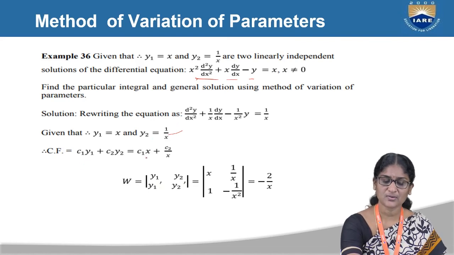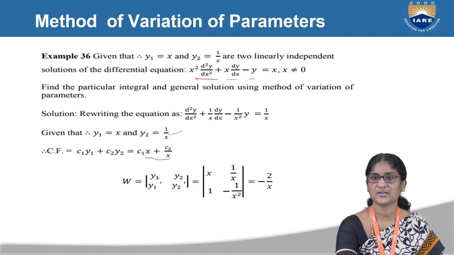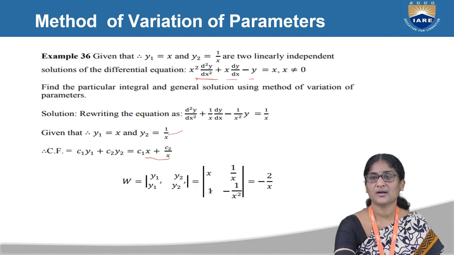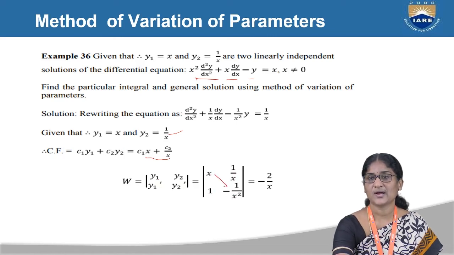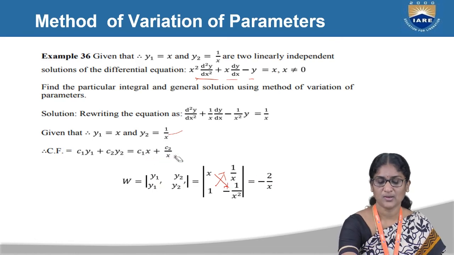So directly I'll write the complementary function, and I'll find the Wronskian, the determinant of x and 1 by x, and x dash, that is the derivative of x, which is 1, and the derivative of 1 by x, which is minus 1 by x square. Cross multiplying, we get the value minus 2 by x. So the Wronskian value is minus 2 by x.